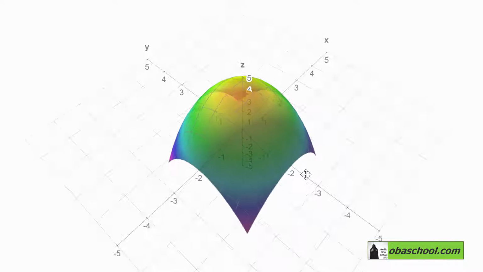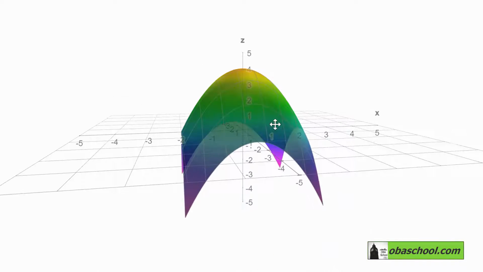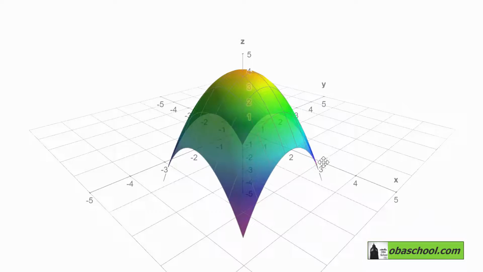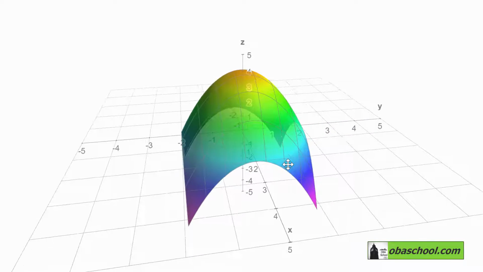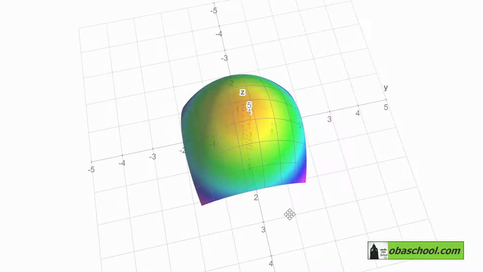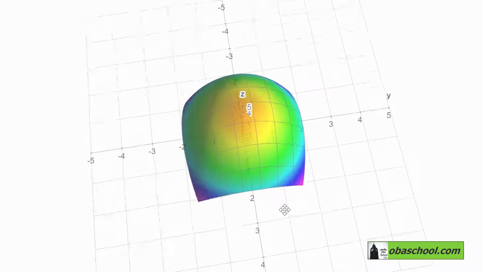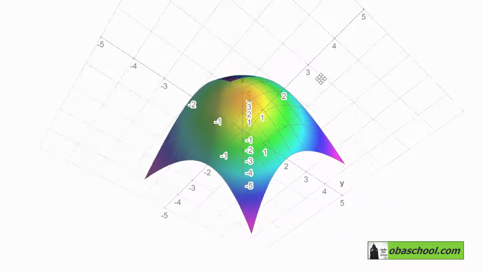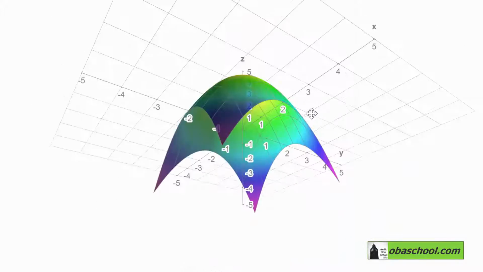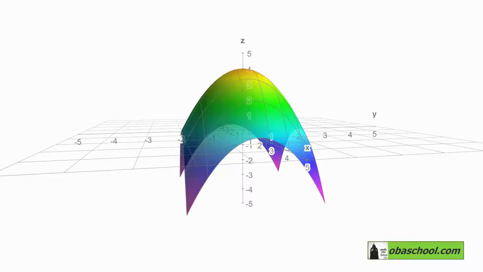So using this plotter, we can move around this curve, and you can see that it is a maximum in every direction. We can spin this around, we can look at it from on top, it looks like the top of a hill, and we can go and look at it from the bottom. So we can see that it is a maximum.